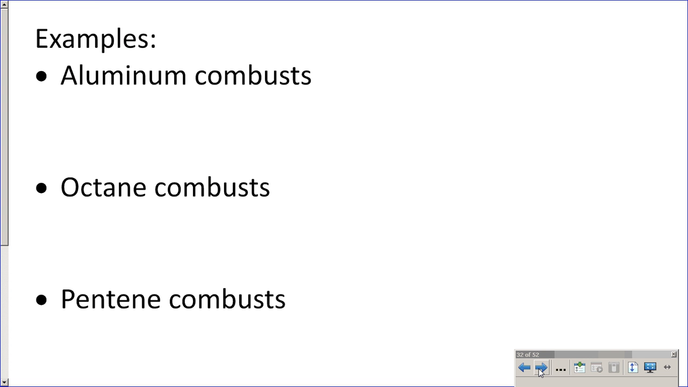All right, let's do aluminum combust. Go, ready. AL2.